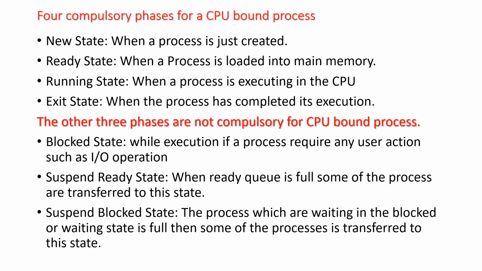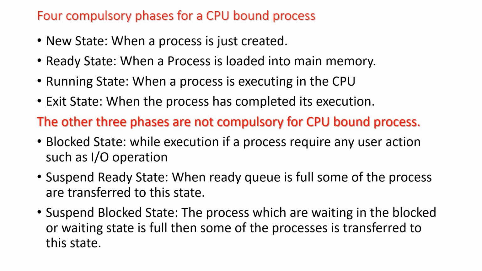Then, as I said, the 4 compulsory phases for a CPU-bound process are the new state, when the process is actually created. It resides in the secondary memory. And the ready state, when the process is brought from the secondary memory to the main memory, that is, from the new state to the ready state. Then the running state, when the process is brought from the ready state to the running state and is executing in the CPU. And the exit state, when the process has finished its execution in the CPU, it goes to the exit state.